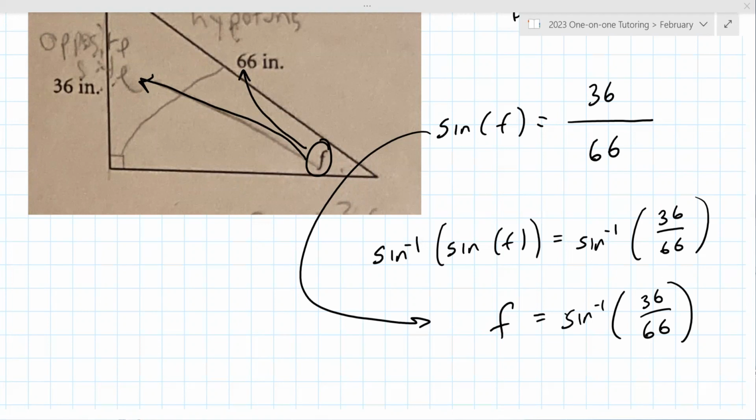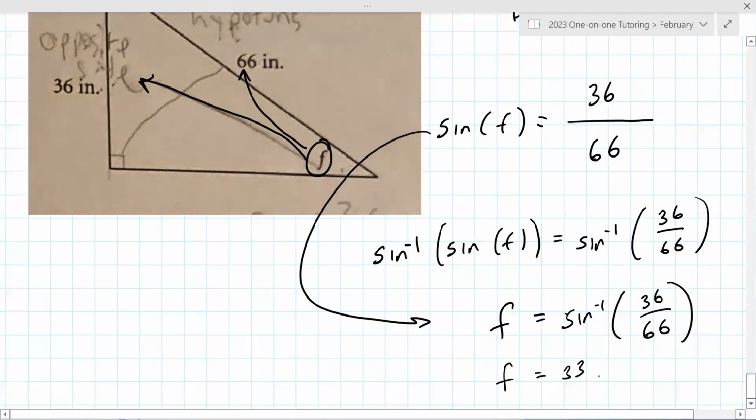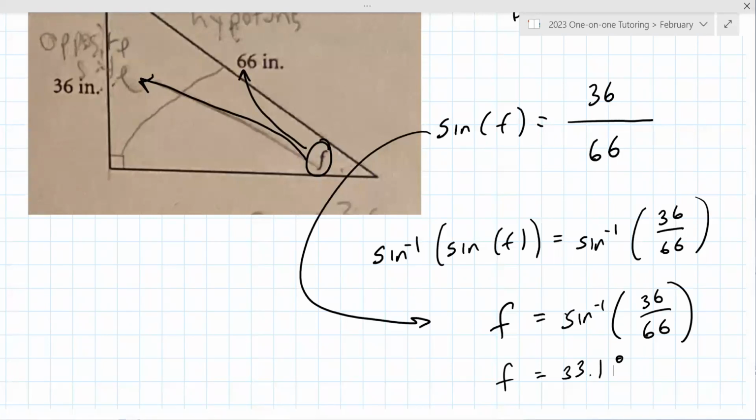Go and enter this into your calculator, see what you come up with. So function, sine minus one, 36 divided by 66. 33.1 degrees. That's your answer. And that's my angle of F. Yes.